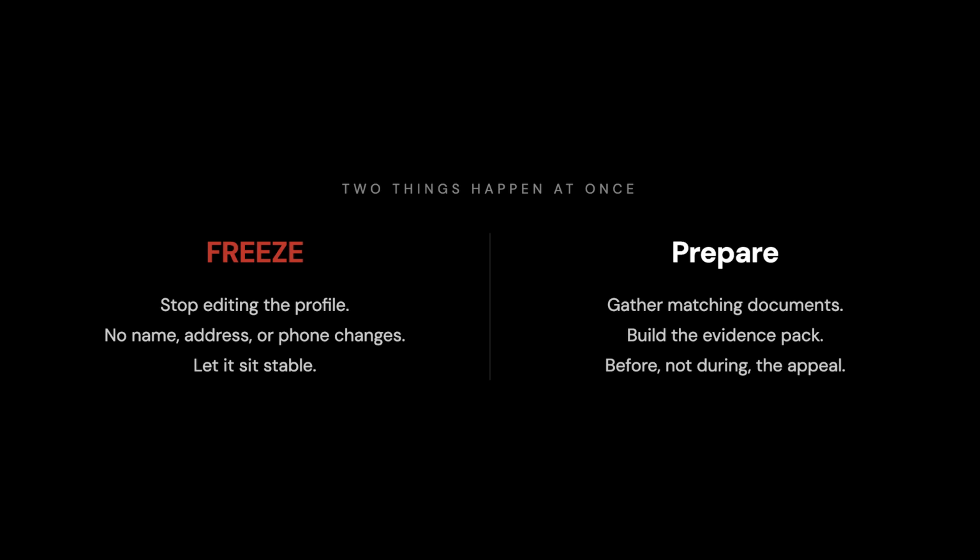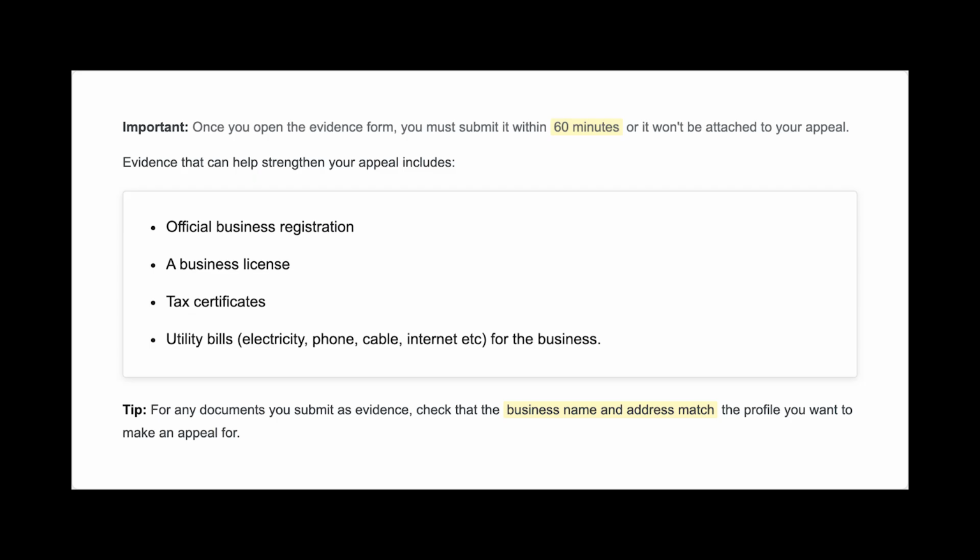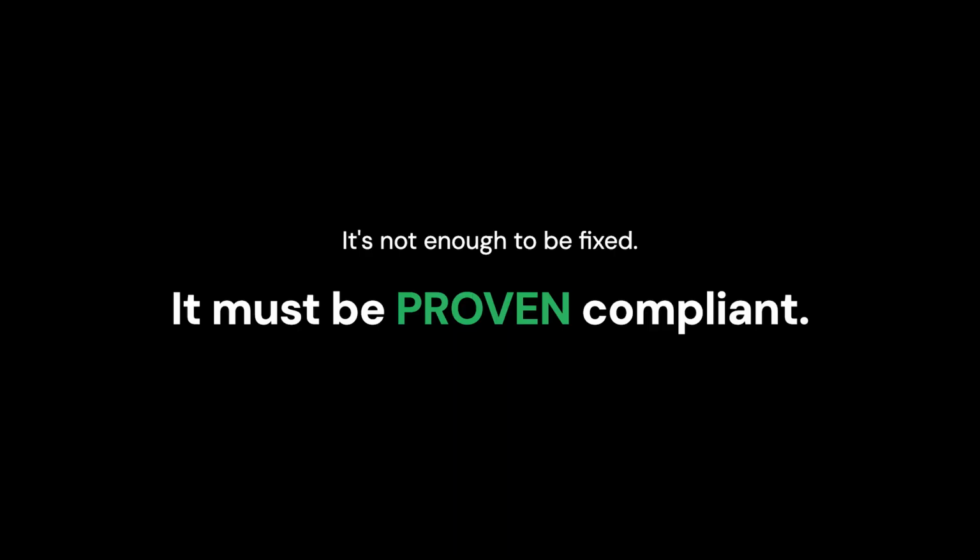At minimum, you have to prepare 1 strong document, like the business registration, the license or tax certificate, and they have to show the exact same name and address as your profile. These are the official documents that Google recommends uploading when you appeal. So make sure you gather them before you start the appeal, not during the appeal. A Google business profile isn't reinstated because it's fixed. It's reinstated because it's proven compliant.